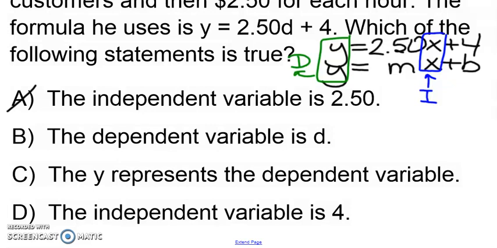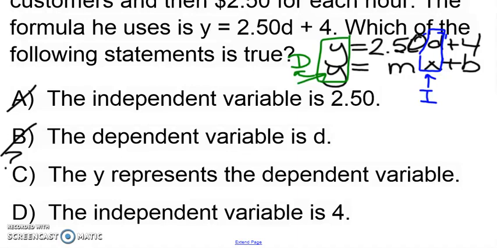The dependent is variable d, which actually I probably should fix because it did not say. I guess I was thinking ahead that that was my independent, so we're going to fix that. All right, the dependent variable is d. Well, we know that the dependent variable is y, which is right here. That's not true, because we know that the d is lined up with the x, which is our independent. The y represents the dependent variable, which we actually just talked about. So the y is matched up with my y, which we said is the dependent. I'm going to question mark that.